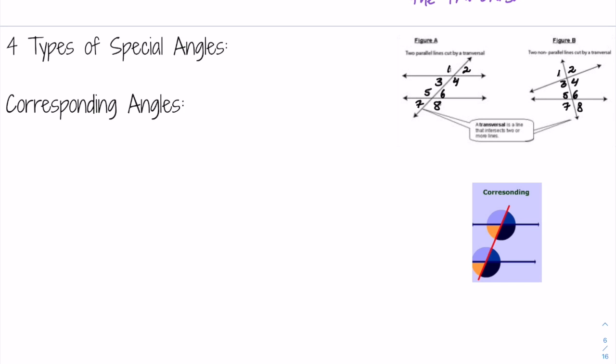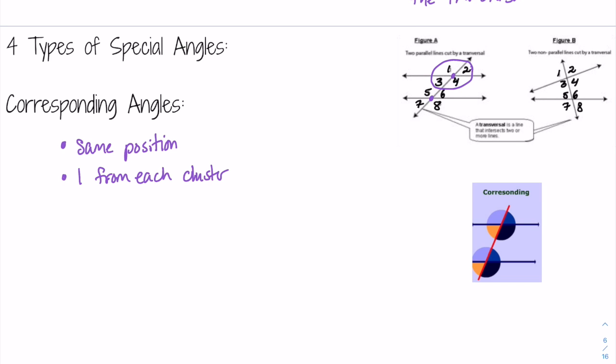And the first of those 4 is corresponding angles. And corresponding angles are in the same position. And we just need to make sure that we're choosing one from each cluster of angles. And what I mean by cluster is at this top intersection point, we have a cluster of 4 angles.